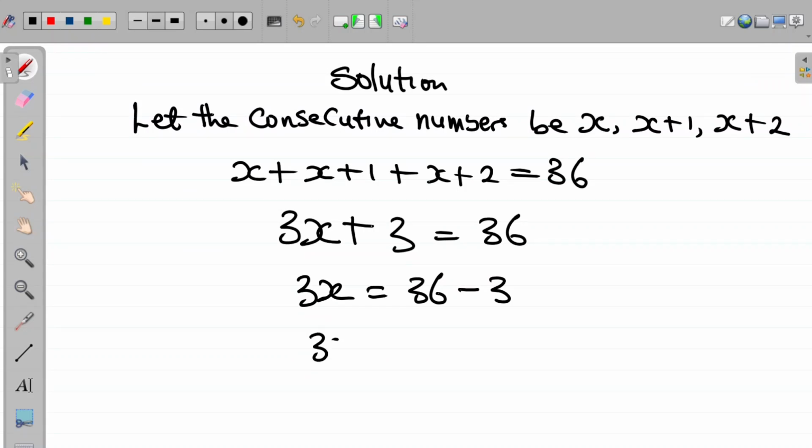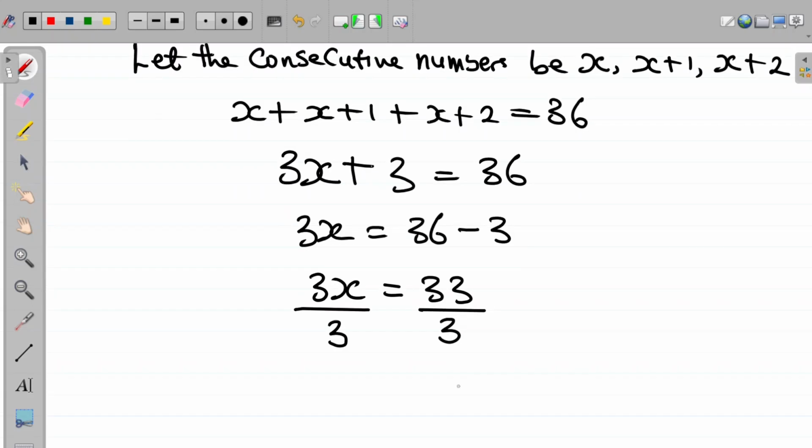So 3x is equal to 36 minus 3, which is 33. To obtain the value of x, we divide both sides of the equation by the coefficient of x, which is 3. So 3 here can cancel out 3, and we are left with x. 3 divided by itself is 1. 33 divided by 3 is 11. So therefore x is equal to 11.